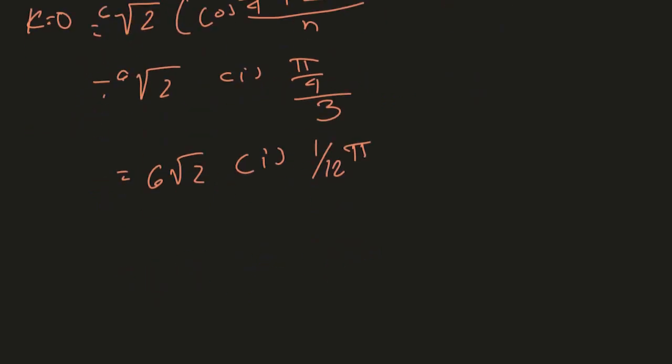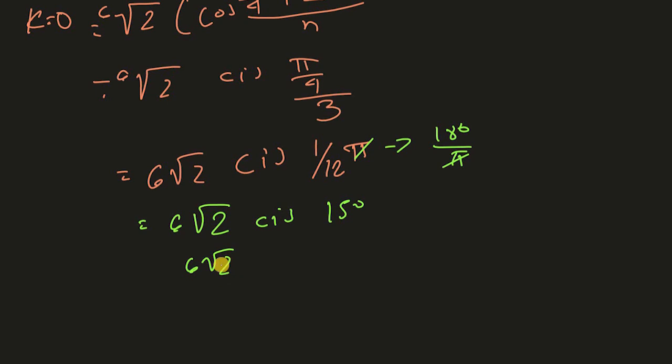Pero I want it in polar form. Hindi ko alam kung bakit. So that's 6 square root of 2 CIS. Convert ko to sa degrees so that I will just multiply there 180 over pi. Mag-cancel yung pi. Pi, that's 180 divided by 12. So that's 15 degrees.